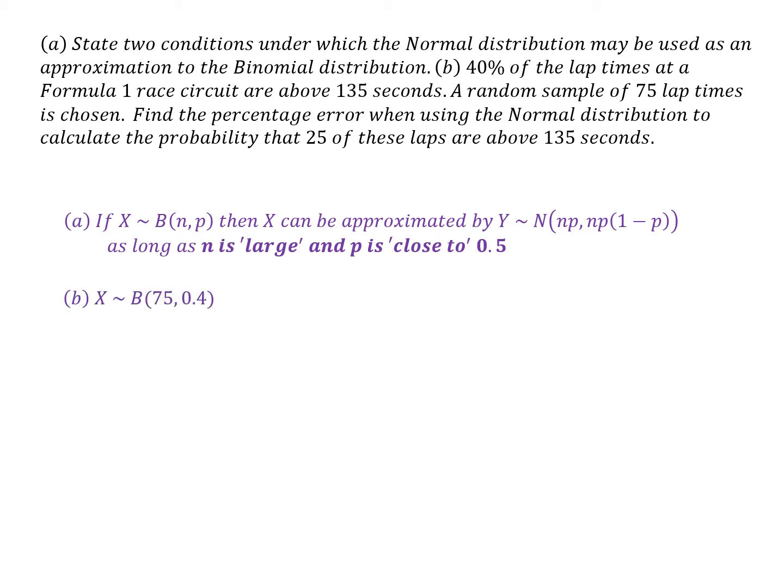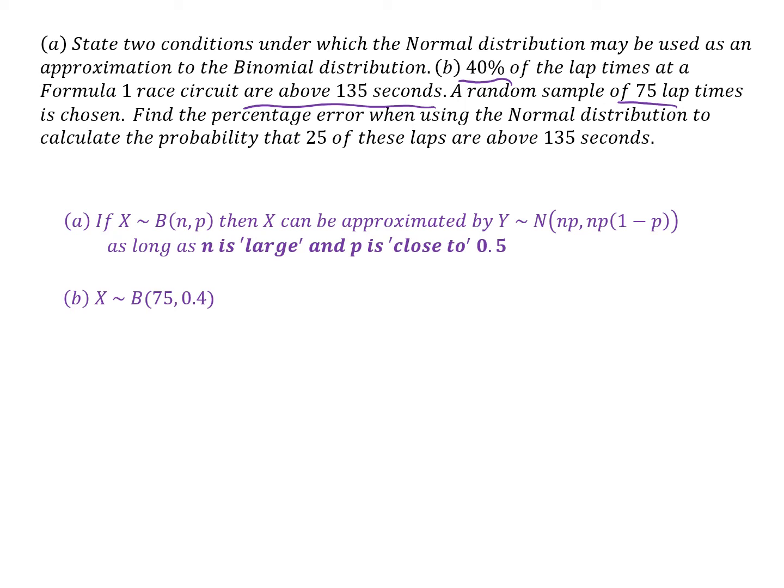So for part B, we're looking to compare the normal distribution and the binomial distribution. So the probability of, well, we're saying success here. Success is a time above 135 seconds. And probably if you're in the Formula One team, that might not be success. But we're saying that the probability of success is 0.4. And we're talking about an n, a random sample of 75 lap times.